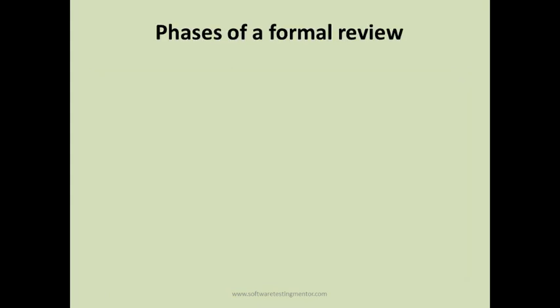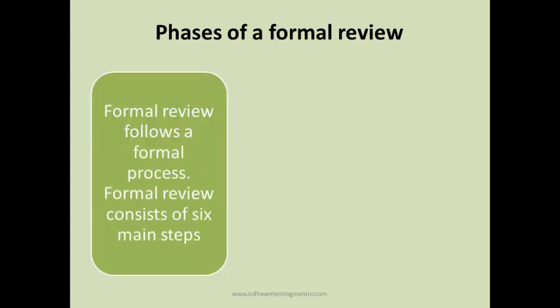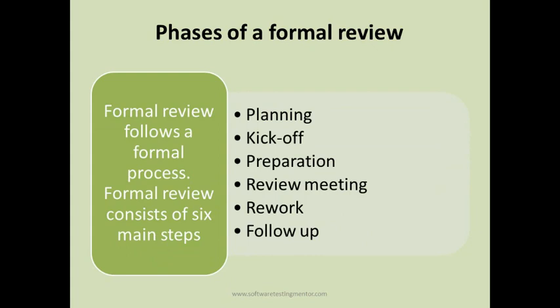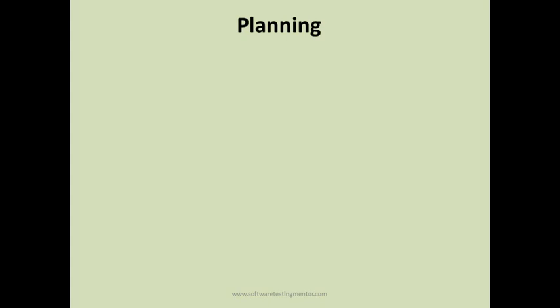So let's see what the phases of a formal review are. A formal review follows a formal process and it has 6 main steps. What are the main steps? The first step of formal review is planning. Second is kickoff. Third is preparation. Fourth is review meeting. Fifth is rework, and finally the follow-up. So these are the 6 main steps of a formal review process. Let's get started with these phases one by one.